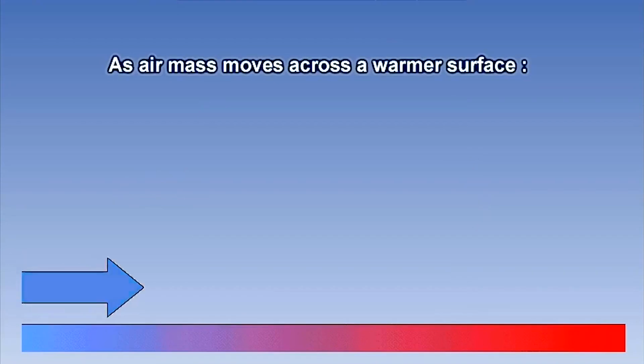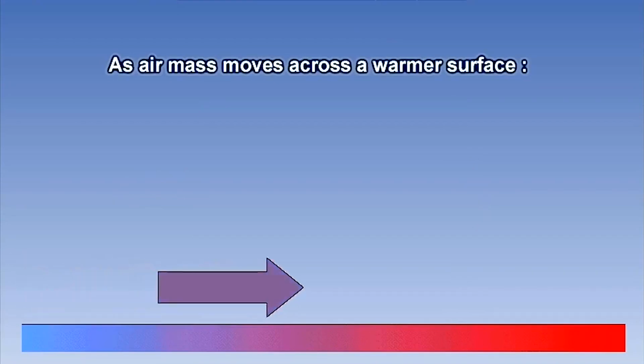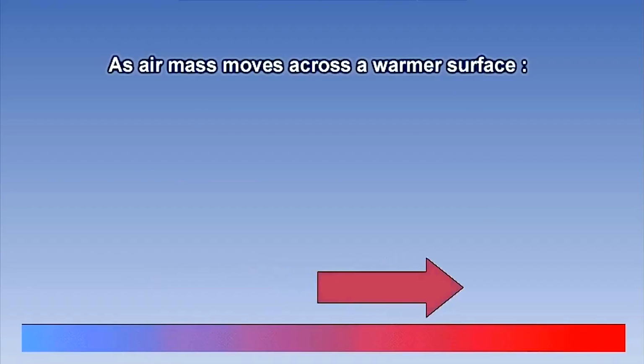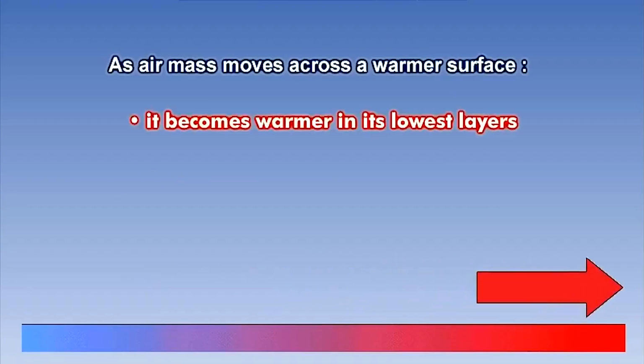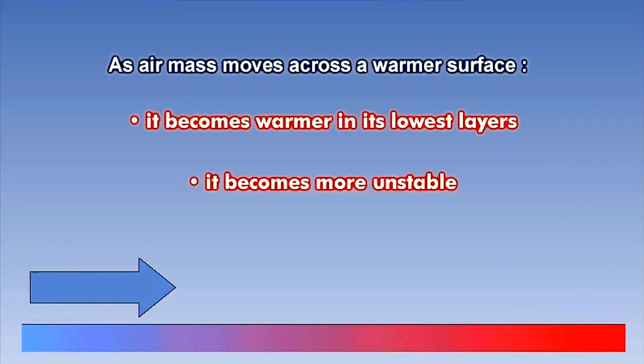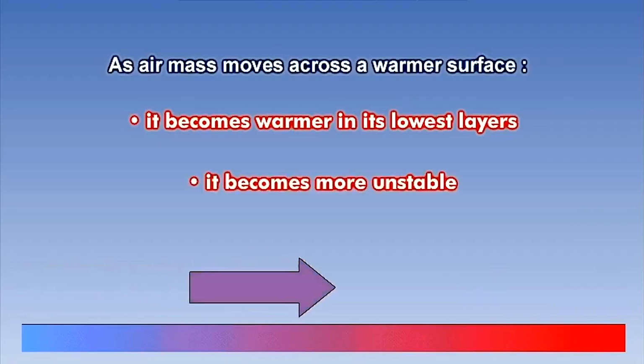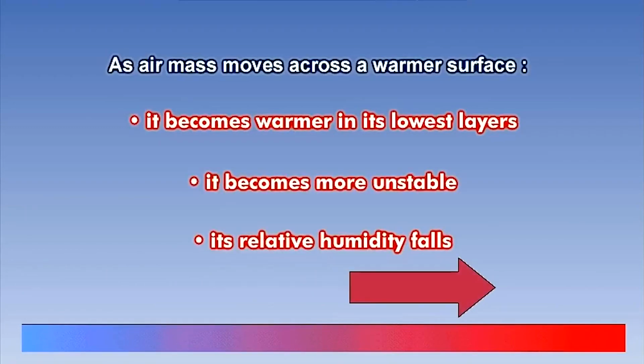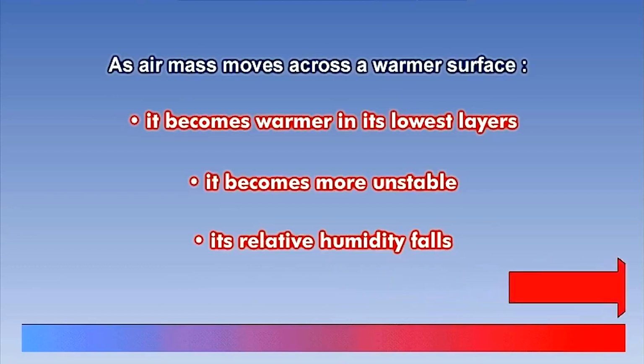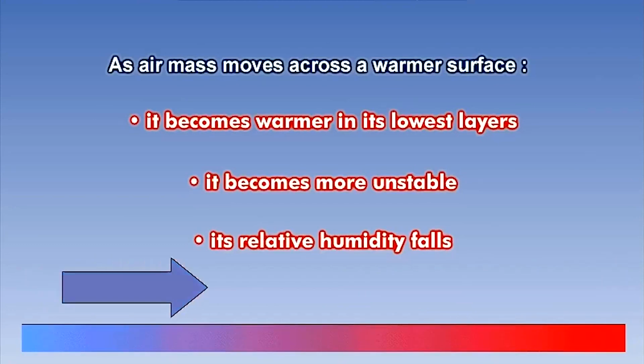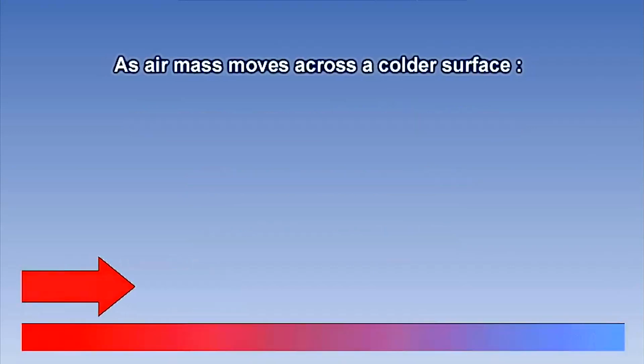It is only when the air within a distinct air mass moves away from its source that we get complications. If the air moves toward a warmer zone, it will be warmed from beneath, increasing the lapse rate, and therefore become more unstable. As a result of the warming, the relative humidity will also decrease.